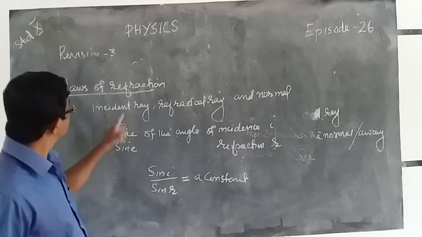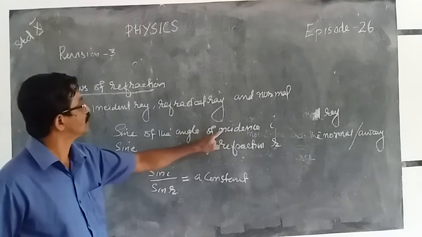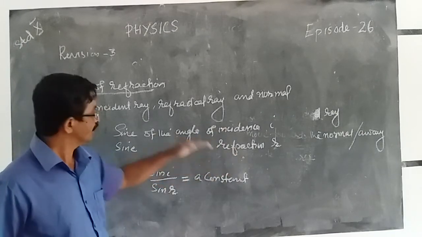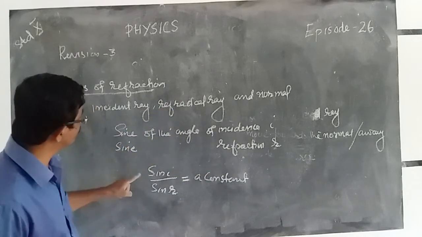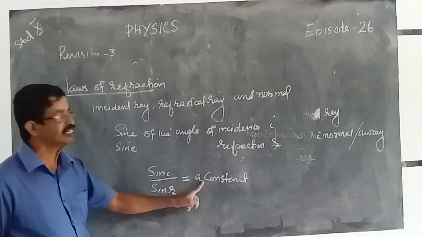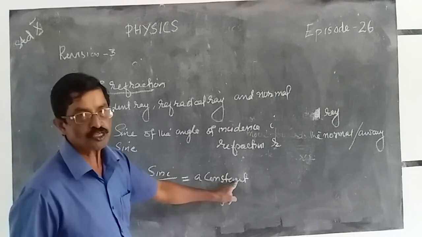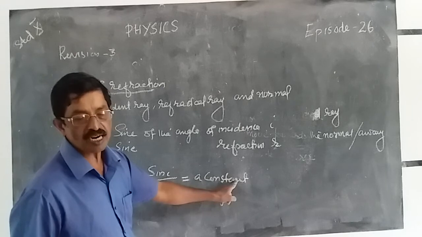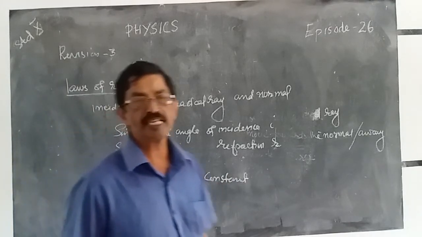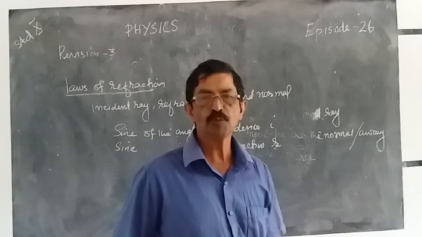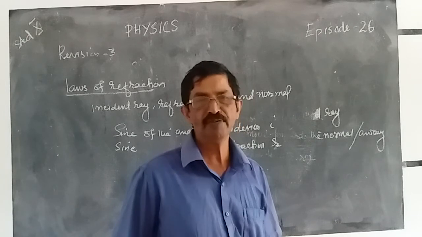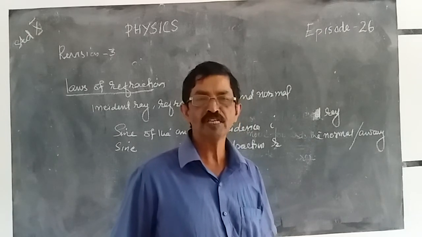That means the ratio of the sine of the angle of incidence to the sine of the angle of refraction is equal to a constant, and it is called the refractive index of the second medium with respect to the first medium.